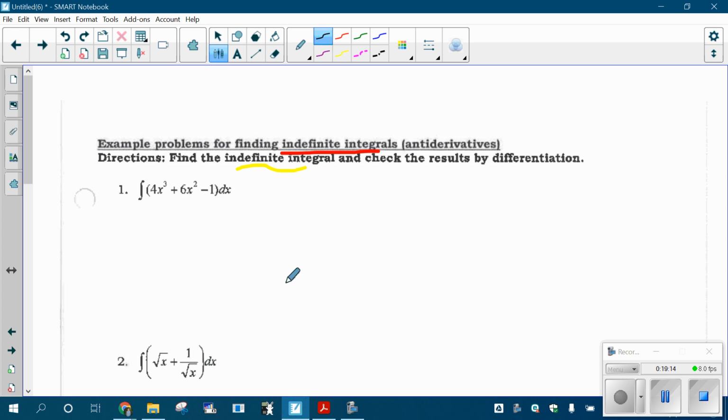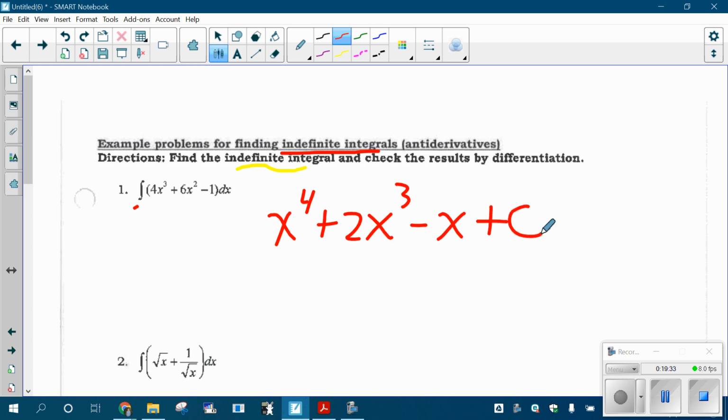All right. Again, this symbol means find the antiderivative. Find the antiderivative of that. Well, it must have been an x to the 4th. What was the coefficient? I actually think the coefficient was just 1. Must have been an x cubed, and there was a 2. Must have been a minus x. And don't forget the constant. Okay, you have to put the constant.